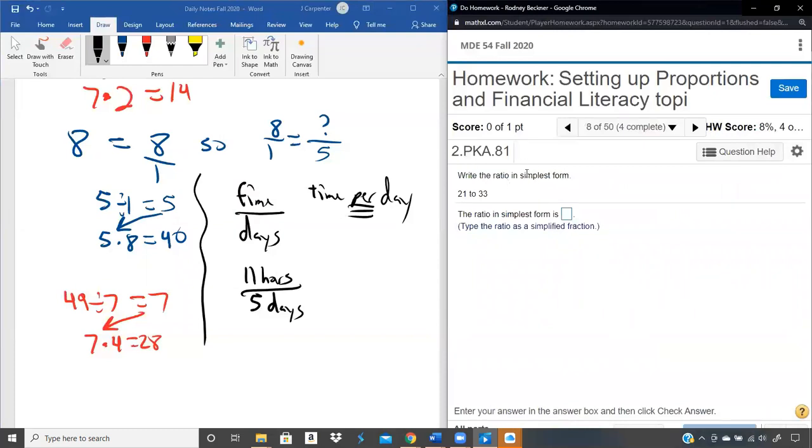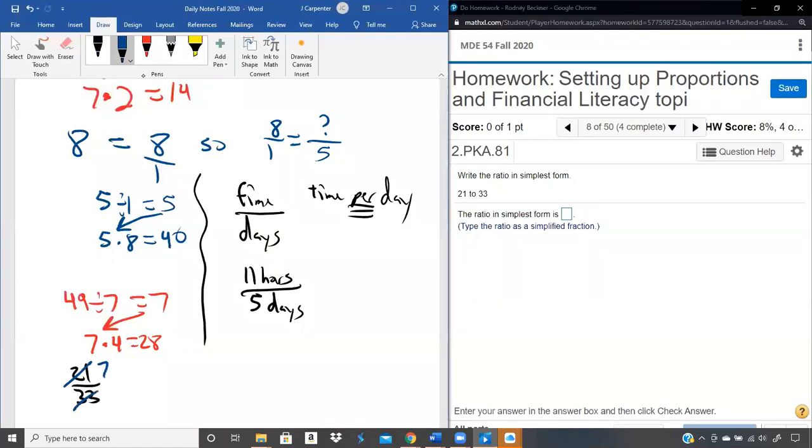Write the ratio in simplest form, 21 to 33. So we got 21 over 33, no units, so no words. And 3 goes into both of these. Some people do their work this way: they'll slash and say 3 goes into 21 7 times, 3 goes into 33 11 times, which gives us 7 over 11. Or some people will show their work like this, and they'll say, all right, 3 goes into this one, 3 goes into this one. You have to pick a number that goes into both, and you want to get the biggest number, or you'll have to do this again. And then you still get the same answer of 7/11.